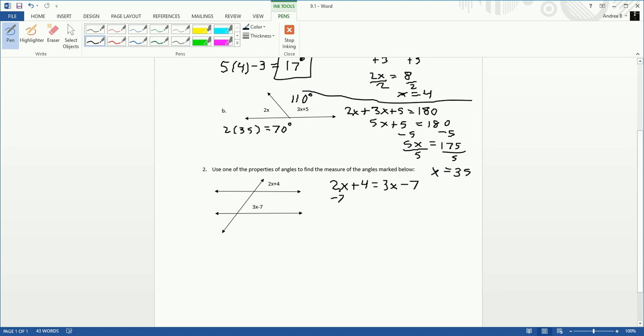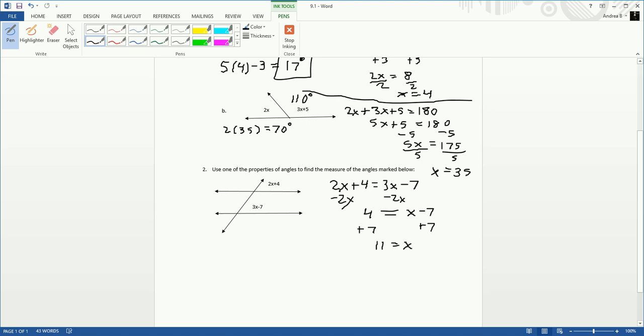So here this time I'm going to subtract the 2x so that way we can try and keep the x's positive. So then we have 4 equals our x minus 7. And then we can add 7 to both sides of the equation to finish getting x by itself. So we get 11 as our x value here.